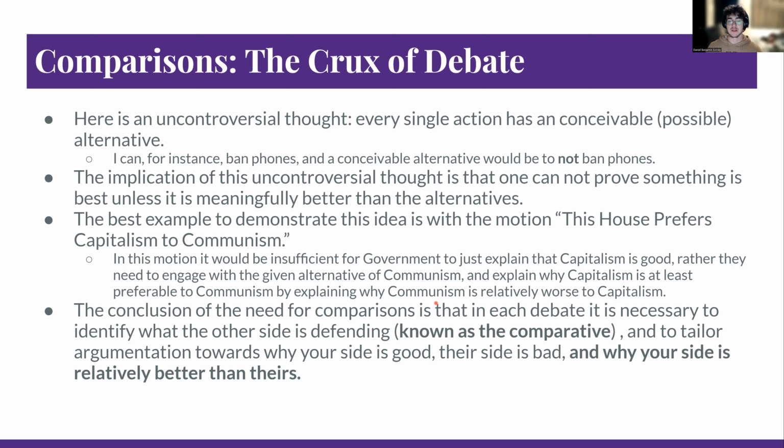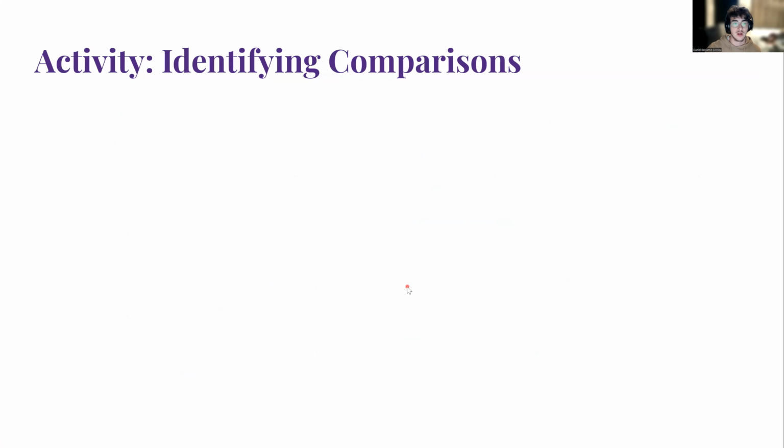It is relative to the position you have, and it is always the opposite side that is defending the comparative to you. You need to tailor your argumentation towards why your side is good, why their side, which is the comparative, the alternative to your side, is bad, and then why your side then is relatively better than theirs. So we're now going to do an activity to identify these comparisons. This is a tough idea for a lot of debaters to grasp right at the get-go.